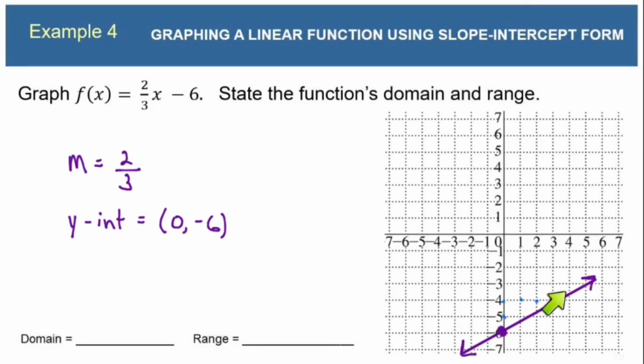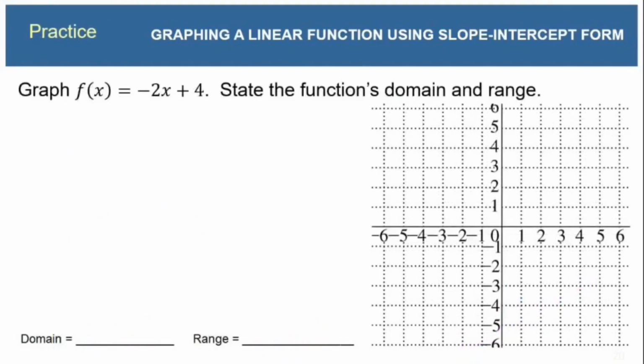Now, you can see that this line extends indefinitely to the left and indefinitely to the right. So the domain of this line is -infinity to +infinity. The range is the lowest y value to the highest y value. So you can see that the line extends forever downward and it extends forever upward. So the range is going to be -infinity to +infinity. And let's look at another one.